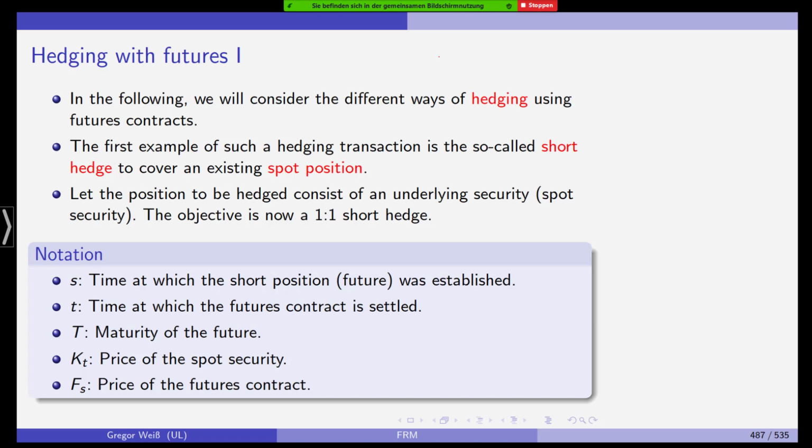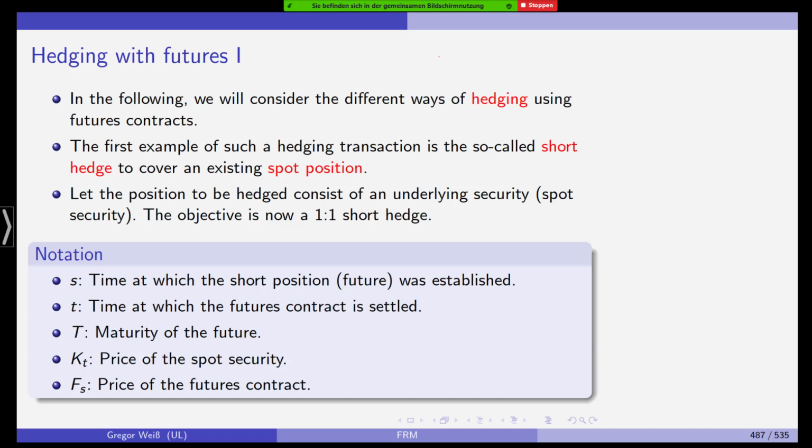What is a hedge in this context? It's usually the combination of a financial derivative and a long or short position in the underlying, and by combining the underlying with a corresponding derivative, we get a position that has a lower, or should have a lower, risk than the initial position. So you will shortly see how this works.